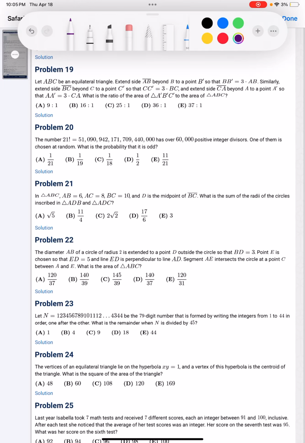Today we'll be solving problem number 20 from the 2017 AMC 10B. Let's jump into it. The number 21 factorial has over 60,000 positive integer divisors. One of them is chosen at random. What is the probability that it is odd?